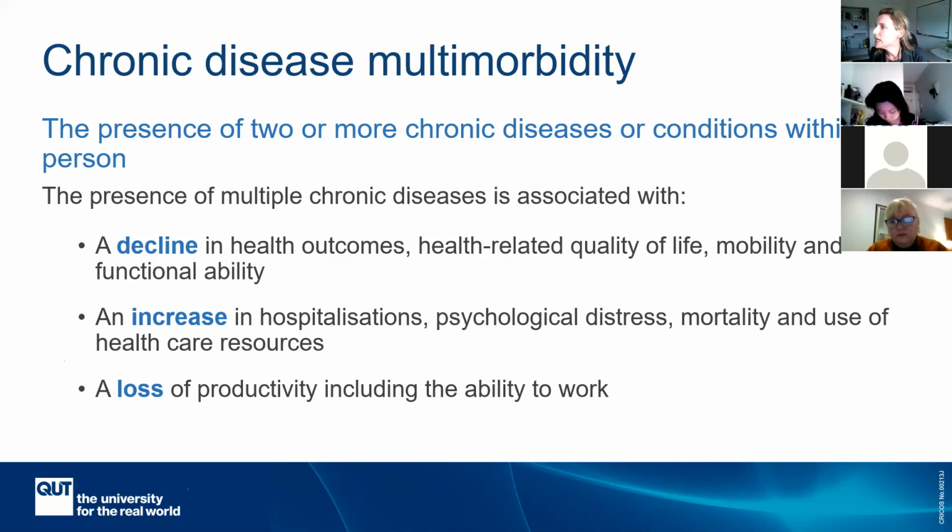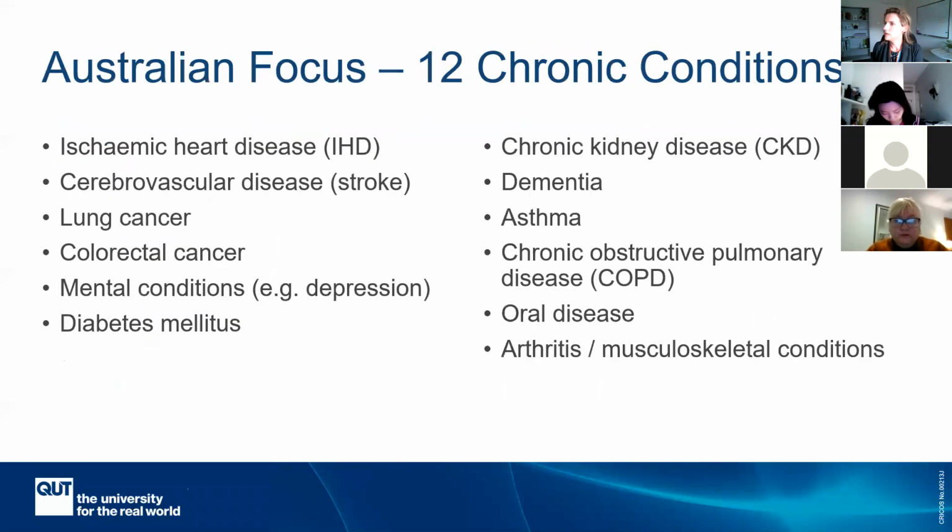So I'm just going to go forward a slide. In the Australian context, and this is from the Australian Institute of Health and Welfare stats, these are the top 12 chronic conditions affecting Australians. Is there any on there that surprise you, or are they all kind of, yep, that makes sense? Just pop in the chat if there's any that stick out.